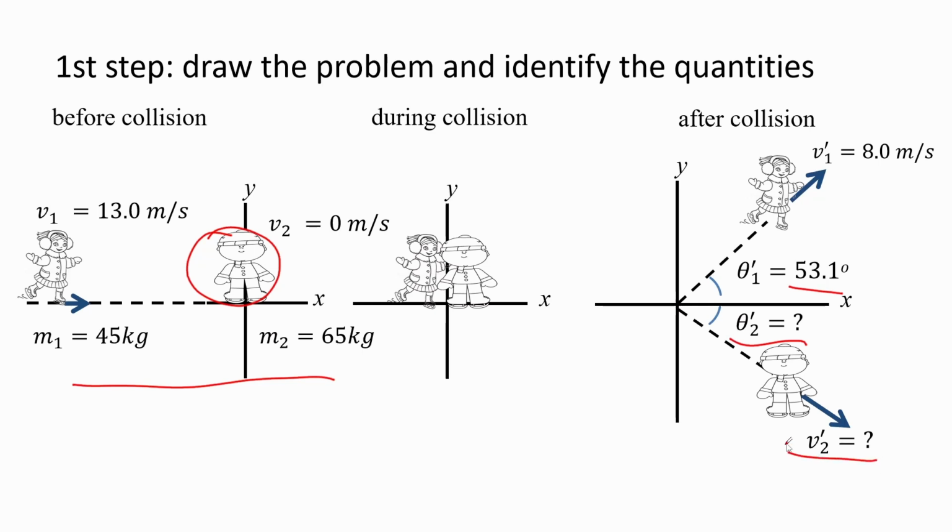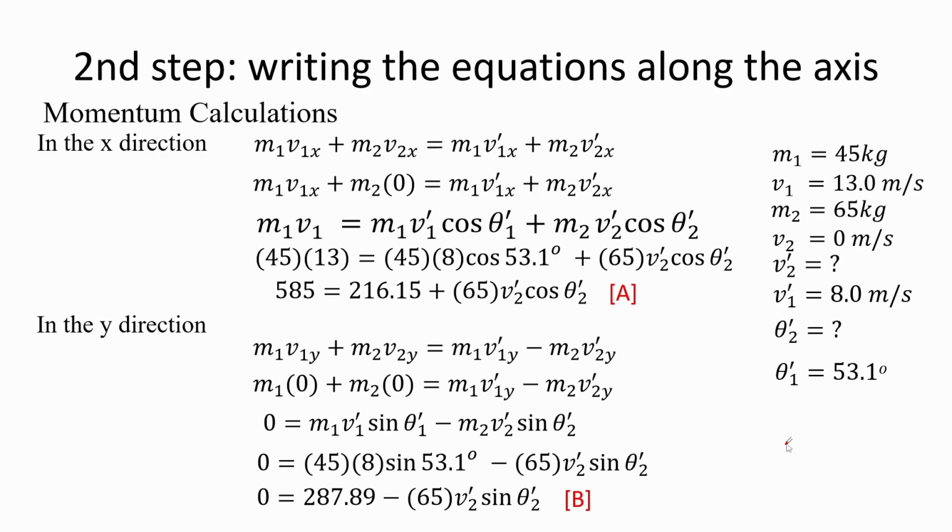Okay, let's solve this. First, we do the momentum calculation. We use this expression from earlier. We know Daniel was at rest, so this one is set to 0. So we are left with this expression: m1v1 is equal to m1v1 prime cosine theta 1 prime plus m2v2 prime cosine theta 2 prime.